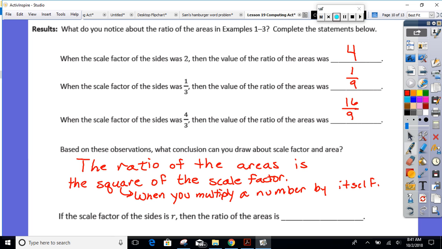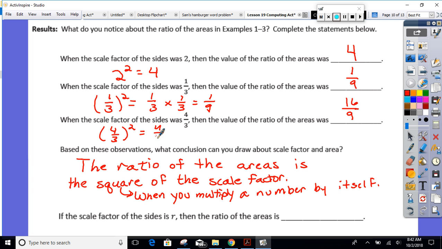Yes? Yes. When we write units squared, we can say 2 squared equals 4. That means 2 times 2 equals 4. And we'll learn more about that when we get into our unit where we do some of that. So 1/3 squared means 1/3 times 1/3, which is 1/9. 4/3 squared means 4/3 times 4/3, which is 16/9.